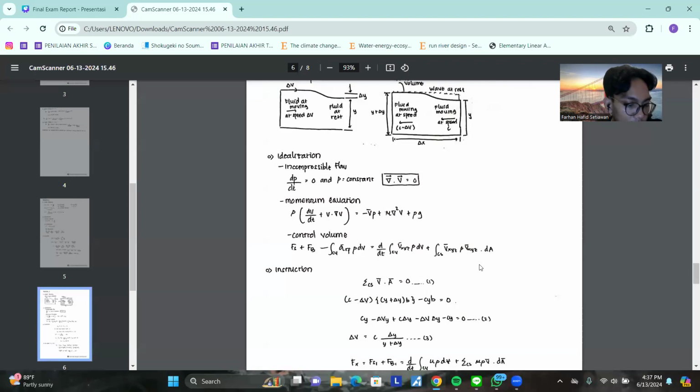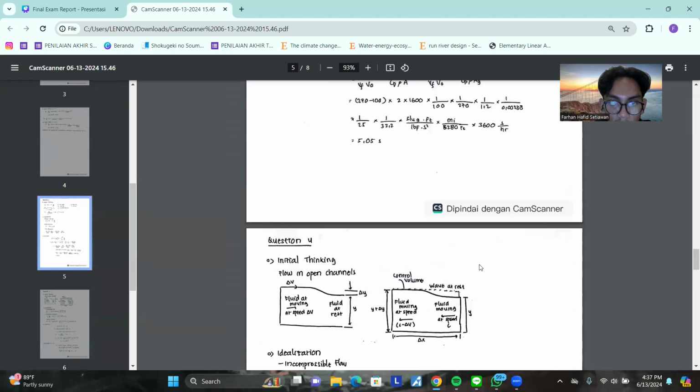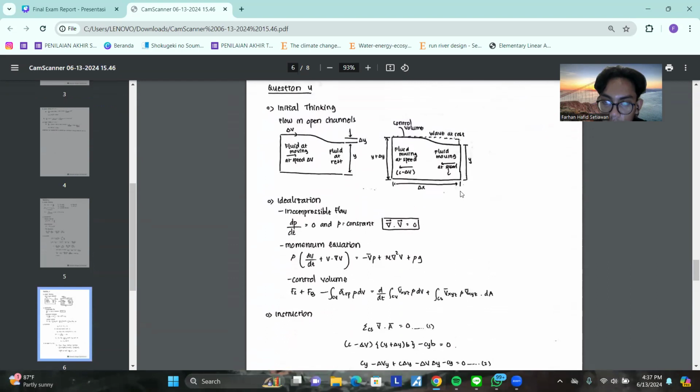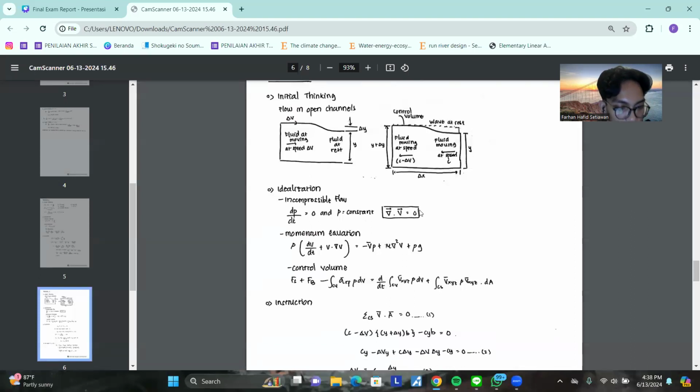So for the assumptions, sorry, I have not mentioned them yet. The assumptions are steady flow, incompressible flow, uniform velocity at each section, hydrostatic pressure distribution at each section, and frictionless flow, so friction is neglected. Okay. So the first assumption is valid.